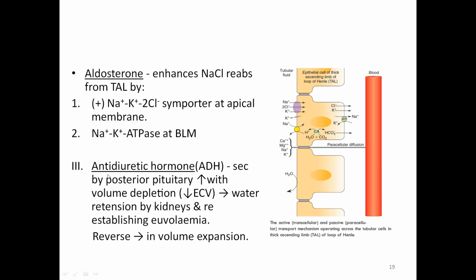And yes, we already know about the third factor, which is antidiuretic hormone, right? We just spoke about that, which is secreted by your posterior pituitary, which increases because of volume depletion or decrease in effective circulating volume. That leads to water retention by kidneys and re-establishing of euvolemia. And the reverse will happen in volume expansion.